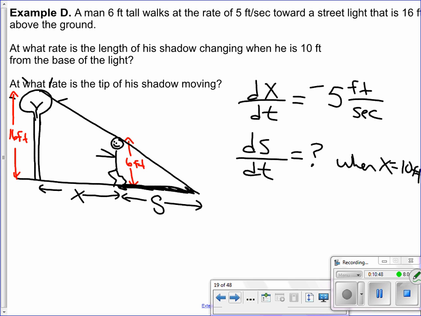Once you've done this, look at the variables in the numerators of your derivatives. x and s. That tells you that you're going to have to come up with an equation that relates x to s. So when you take the derivative, you'll have a dx/dt and a ds/dt. So look at what you've got here. I need an equation that has an x and an s in it.